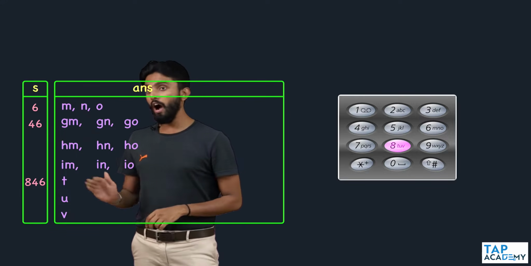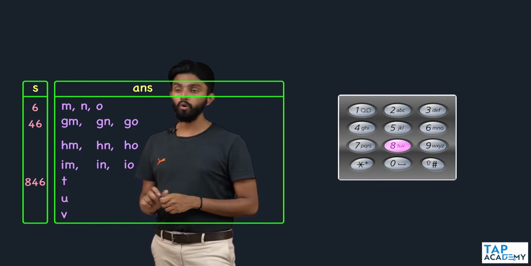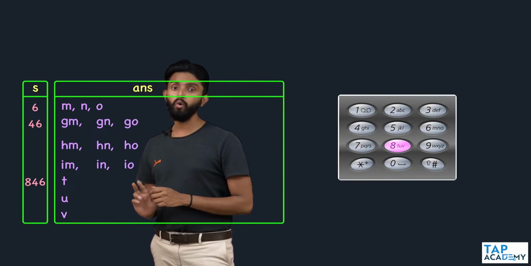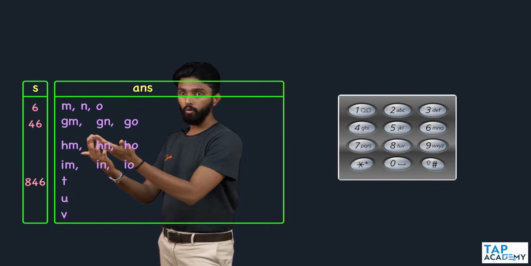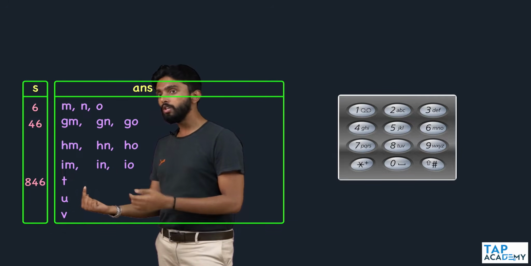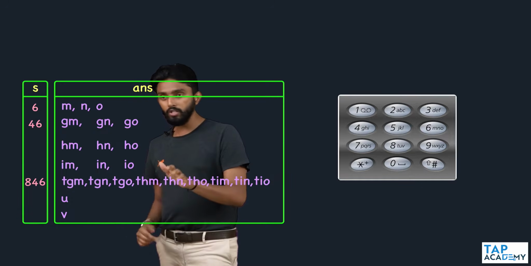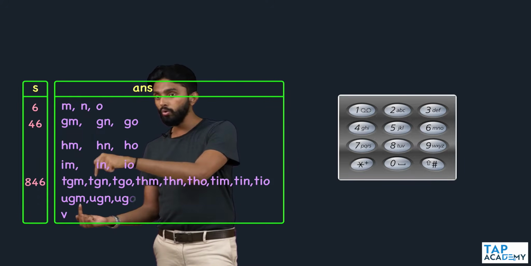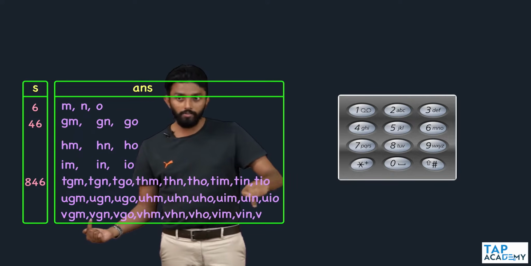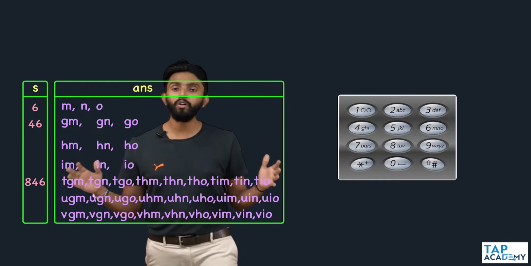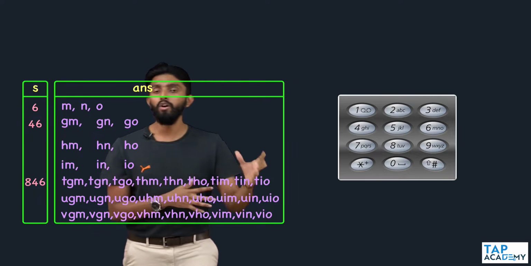Now, obviously after 8, you are going to press 4, and after 4, you are going to press 6. What are all the combinations of 4 and 6? You have already found that out. All I have to do is, for all these combinations, just attach T in the beginning, in which case this is what I will get. Next, for all these combinations, attach U in the beginning. This is what I will get. For all these combinations, attach V in the beginning. This is what I will get. These are all the different combinations one can generate if you click on 8, 4 and 6.